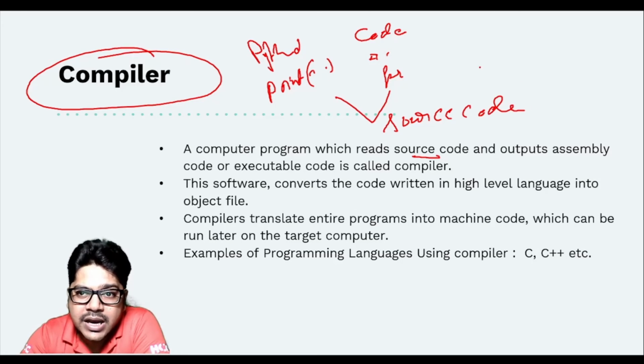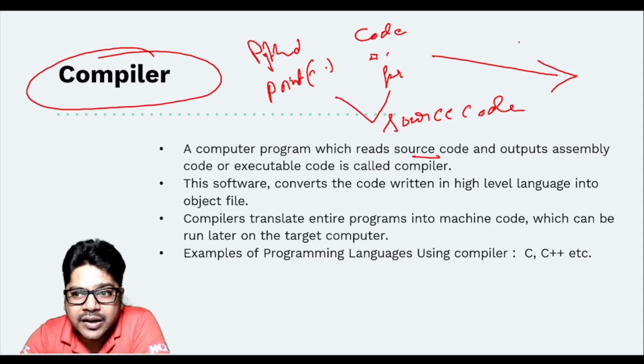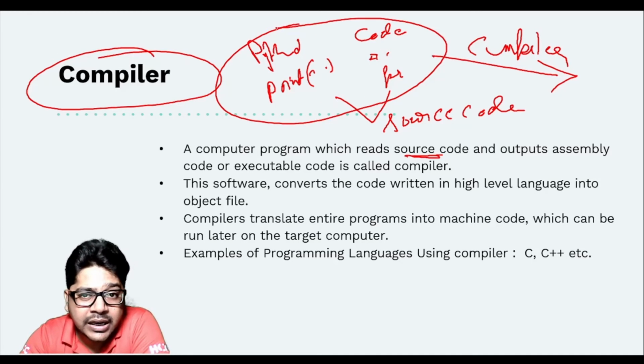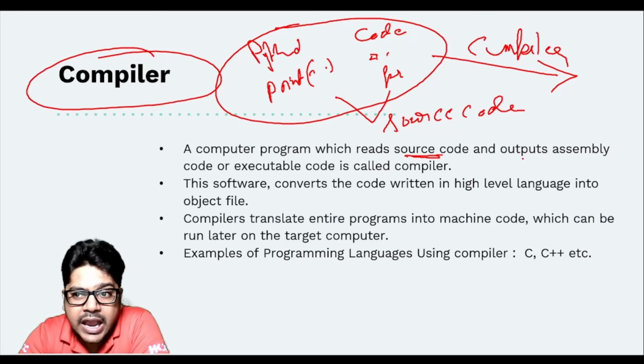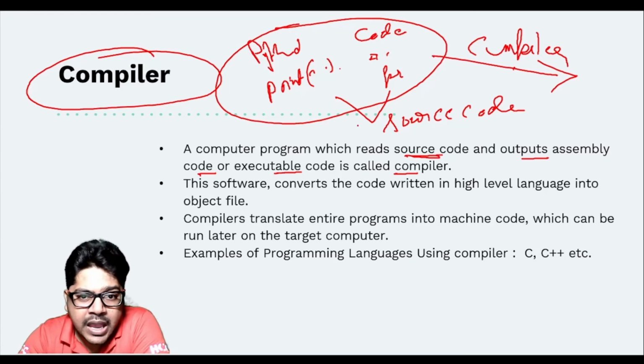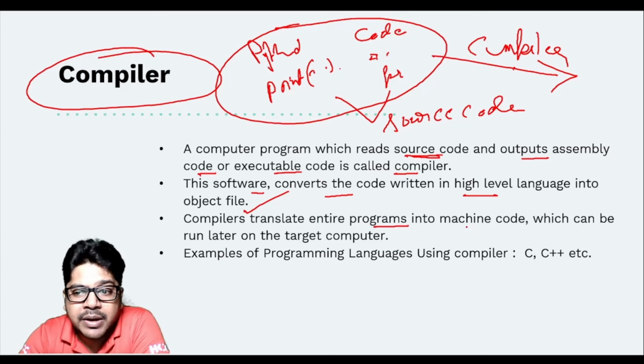The computer is not going to understand that. There must be someone who will be converting this into another form, and that is called a compiler. So what is a compiler? A compiler is a computer program which reads your source code, what you have written in English in a higher level language, and outputs assembly code or executable code. It converts the source code into assembly code or executable code, and this software converts the code written in a high level language into an object file. The compiler translates the entire program into machine code which can run later on the target computer.